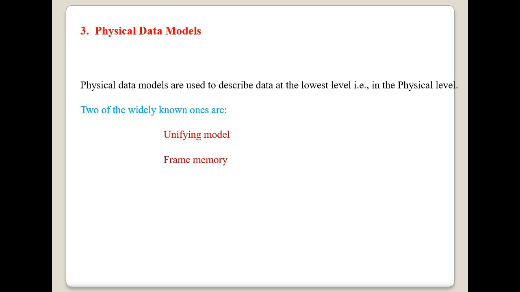Then the last main model, the physical data model. Physical data models are used to describe data at the lowest level, called the physical level. In this physical level there are two models: the unifying model and the frame memory model.